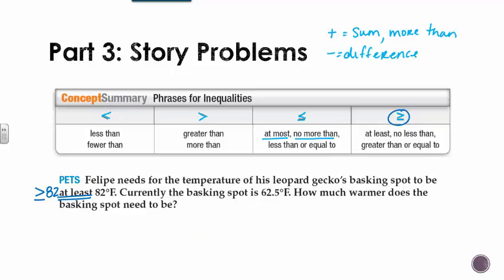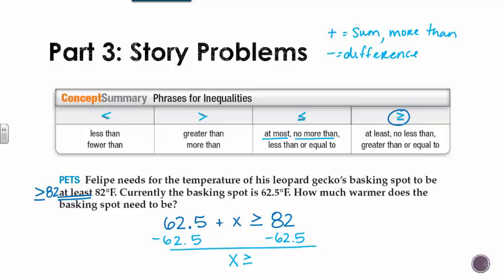Currently, the basking spot is 62.5 degrees. How much warmer does it need to be? So we're at 62.5 degrees. We need to add a certain amount of temperature and get it to at least 82 degrees. So this is a pretty easy equation to solve. We're just going to subtract the 62.5 from both sides. And we end up with x has to be greater than or equal to 19.5 degrees. Which means in this problem that we need to get it up 19.5 degrees or more, because we're okay with it being warmer than 82 degrees.